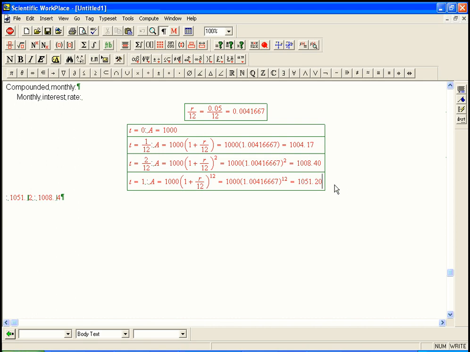So 1,051.20. We get an extra $1.20 out of this. Well, it's not huge, but it's something. What about t equals 10? 10 years.